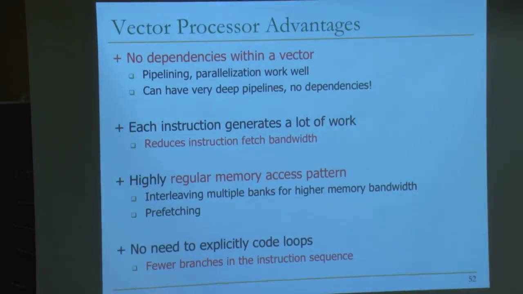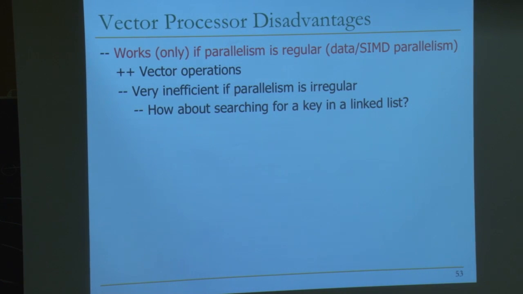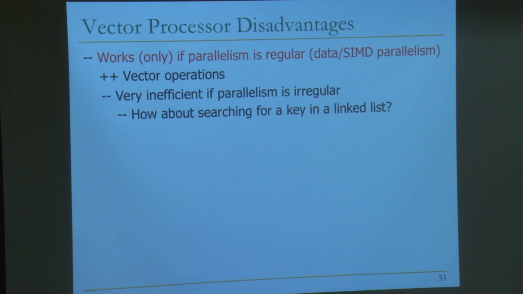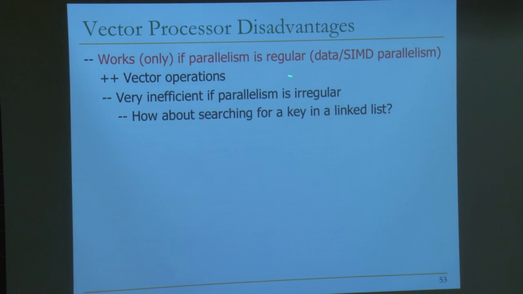Okay, disadvantage. I guess I was going to ask you, but this appeared by itself. Well, there's a big disadvantage, which is it works only if parallelism is regular. Almost only, if you care about performance. If you do not have this regular, SIMD, single instruction multiple data parallelism, then it's very inefficient. For example, what if you're searching for a key in a linked list where you have no clue about the addresses? Actually, this could potentially be parallelized, but there are lots of dependencies here, right, in the linked list.